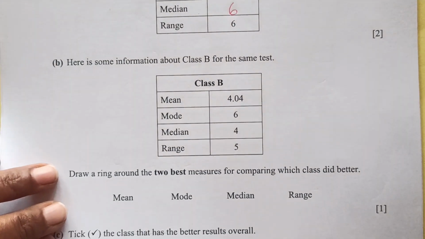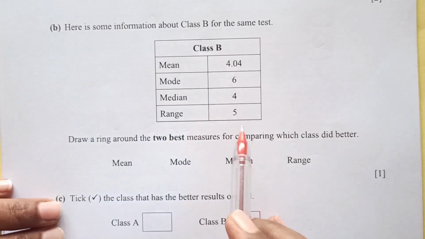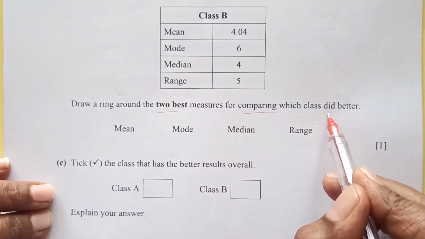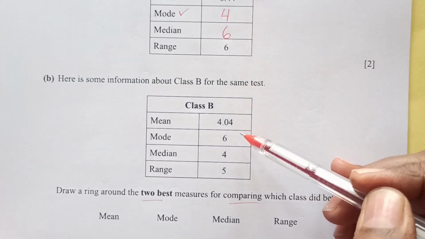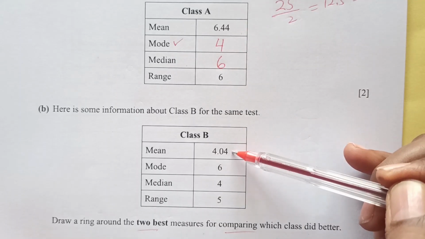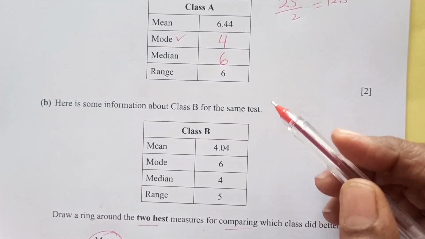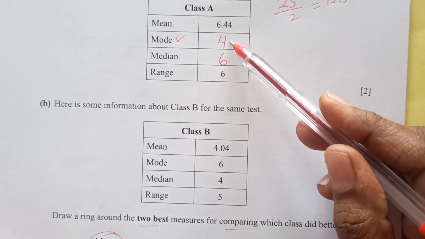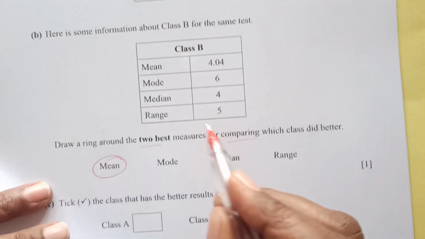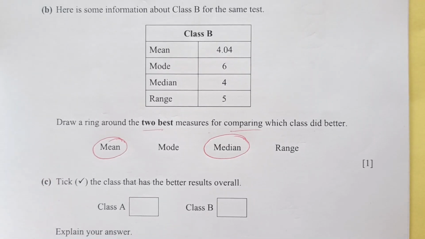Okay. Now moving towards part B. Here is some information about class B for the same test. Right. Draw a ring around 2 best measures for comparing which class did better. If we look at the mean, 6.44 and 4.04, the mean is the best way to compare. We can't say anything from the mode, and range only shows the variation. So the next one should be median. So we can compare the information by mean and median.